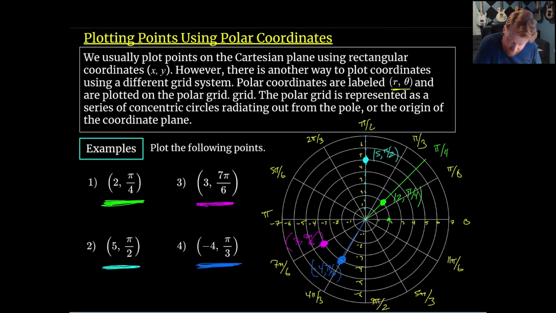Let me erase that one because that was not the one we wanted. But just some different examples here of how to plot polar coordinates on the polar coordinate grid.